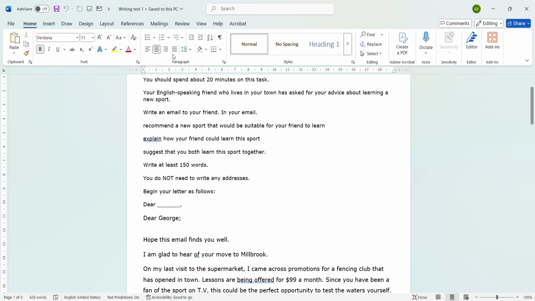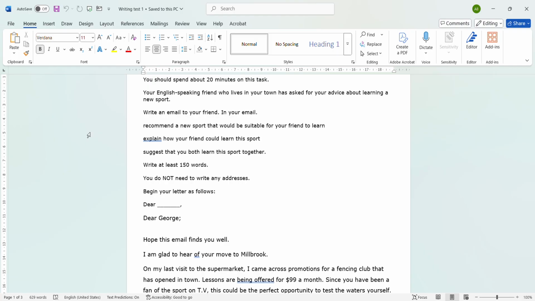The question says your English speaking friend who lives in your town has asked for your advice about learning a new sport. Write an email to your friend. In your email, recommend a new sport that could be suitable for your friend to learn. Explain how your friend could learn this sport. Suggest that you both learn this sport together. Write at least 150 words. You do not need to write any addresses. And they also say that you should begin the letter by using the salutation dear.